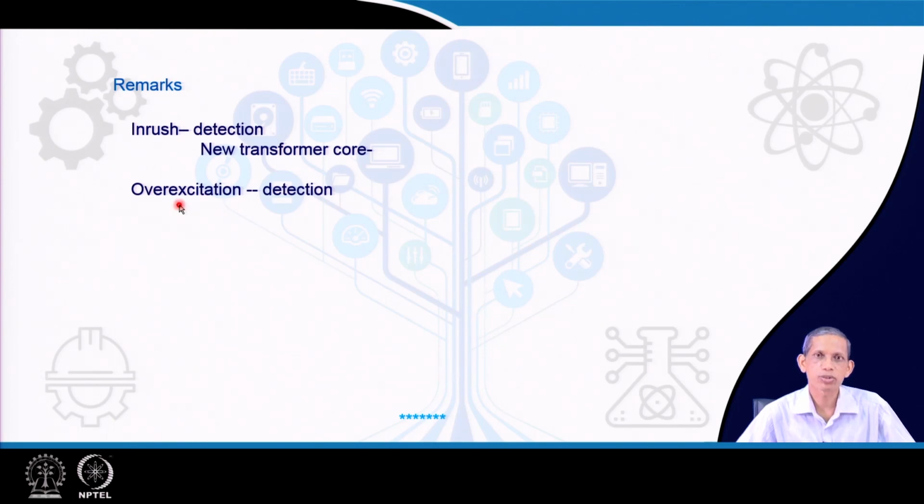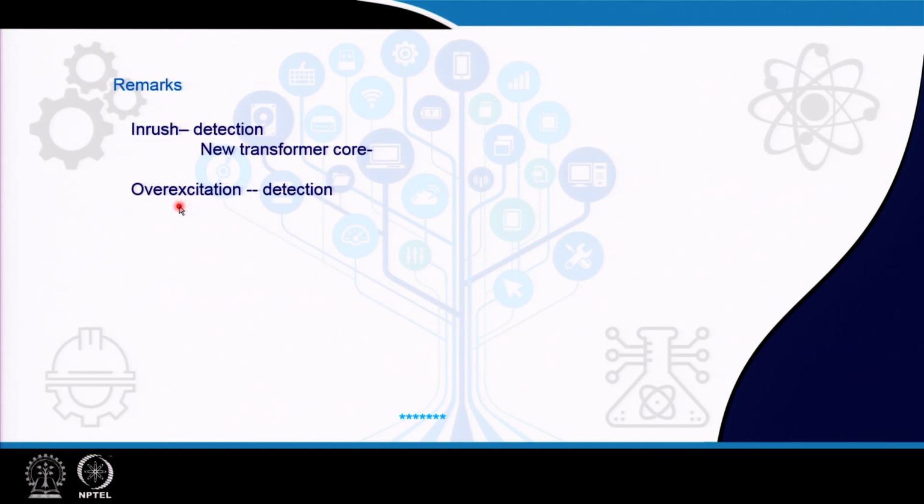Overexcitation is another issue, when the differential current also becomes significant, and that is detected by the fifth harmonic component as compared to the fundamental, and that gives a good solution to overcome the issue of unnecessary tripping by the differential relay.